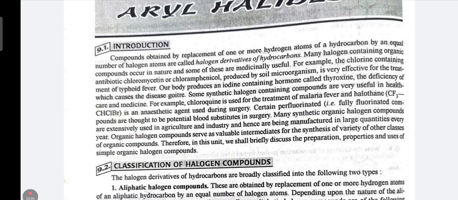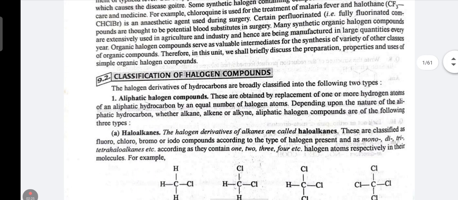Organic halogen compounds serve as valuable intermediates for the synthesis of a variety of other classes of organic compounds. Therefore, in this unit we shall discuss briefly the preparation, properties and uses of simple organic halogen compounds. Now we will discuss the classification of halogen compounds.